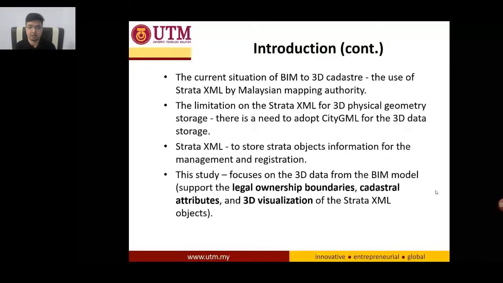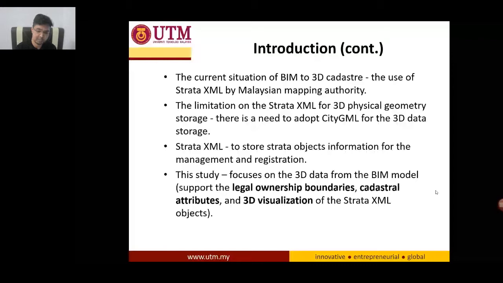Okay, so the current situation of BIM to 3D cadastre in Malaysian scenario is the use of Strata XML by mapping authorities. So the use of Strata XML has some limitation for the 3D physical geometry storage. So our work is to explore the possibility to adopt CityGML for the 3D data storage.